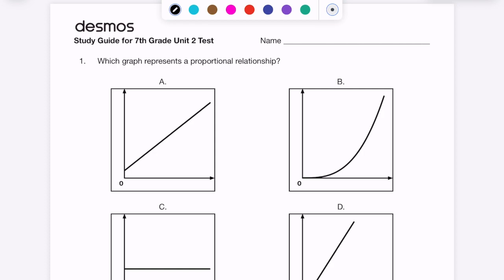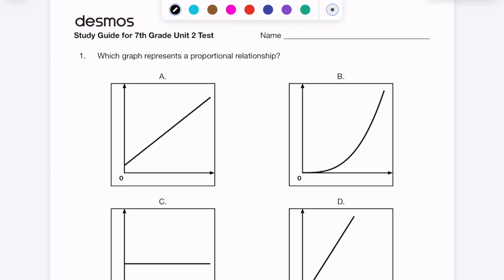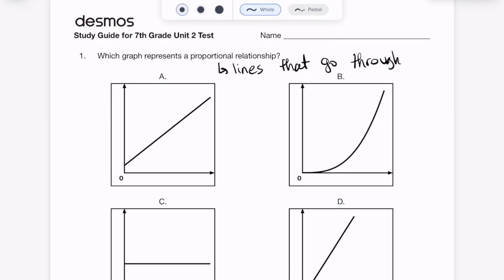Let's dive in. Number 1, which graph represents a proportional relationship? This should definitely be the easiest question on the test, hopefully one we know right away. When we think about proportional relationships in graph form, they look like lines that go through 0, 0. There's only one correct answer, a line that goes through 0, 0.